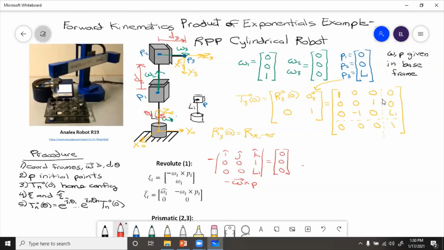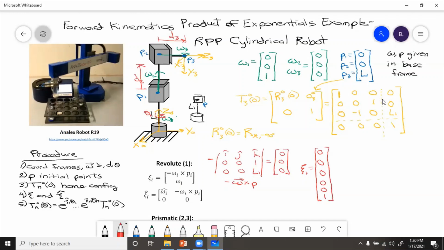So if we write squiggle 1 equals, in the top, we'll just have 0, 0, 0. And then the bottom, we have the omega vector, which is 0, 0, 1. So this is squiggle 1.